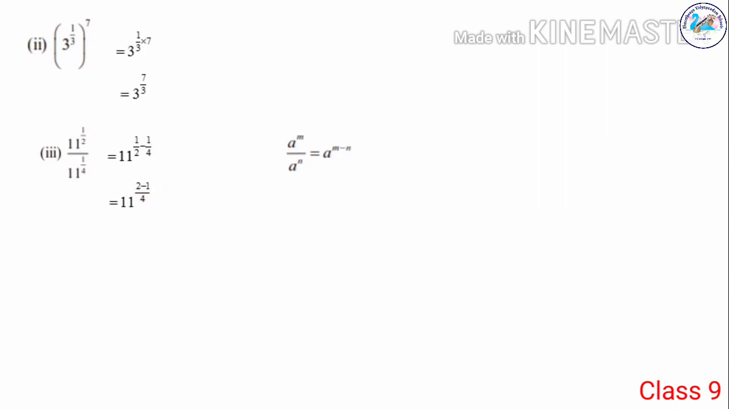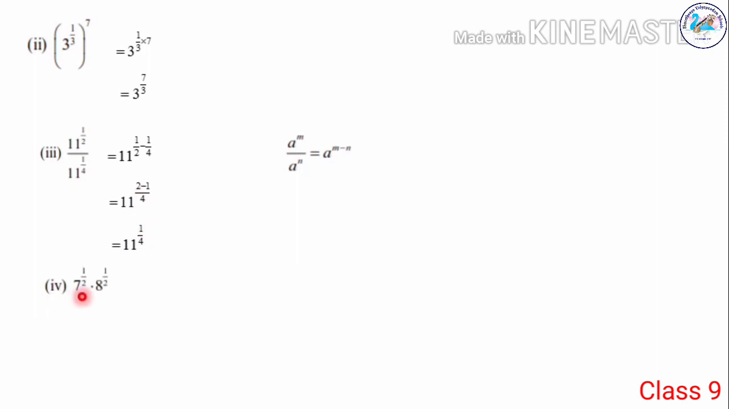Once again, how to take the LCM? Here the LCM of 2 and 4 is 4. Then we take the denominator of the first fraction and the common denominator and divide. 4 divided by 2 is 2. 2 into the numerator, 2 into 1 is 2. And again the second fraction, the denominator is 4 and our common denominator is also 4. So 4 divided by 4 is 1. 1 into the numerator of the second fraction, 1 into 1 is 1. So 2 minus 1 divided by 4. That is 11 power 2 minus 1 is 1, 1 divided by 4. So 11 power 1 by 4 is the simplified form.